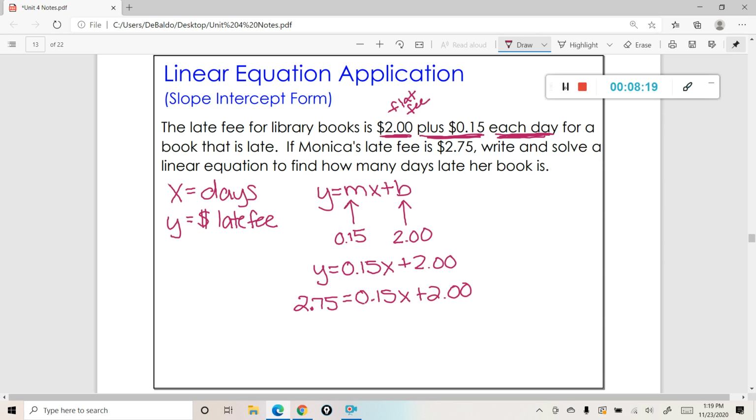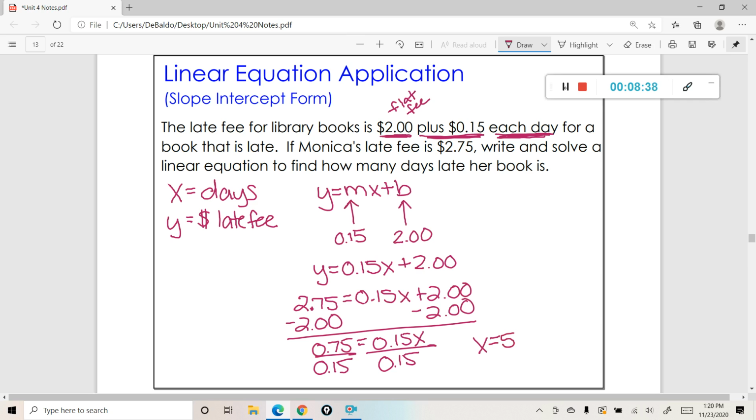because that will tell us how many days she was late returning her book. So I'm going to go ahead and just solve this linear equation here. That's going to give me 0.75 is equal to 0.15x. I'm going to divide both sides by 0.15, giving me x is equal to 5. And in our case, 5 days. So her book was 5 days late. So that's an example of an application using slope-intercept form.